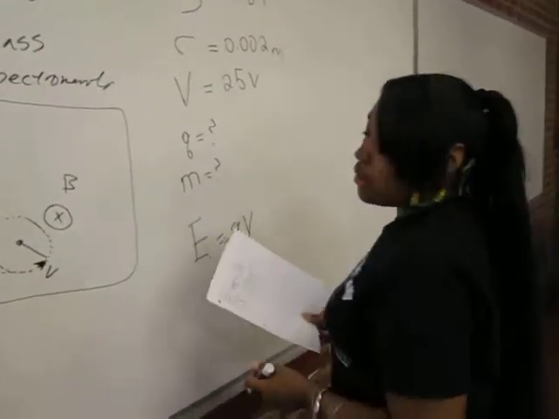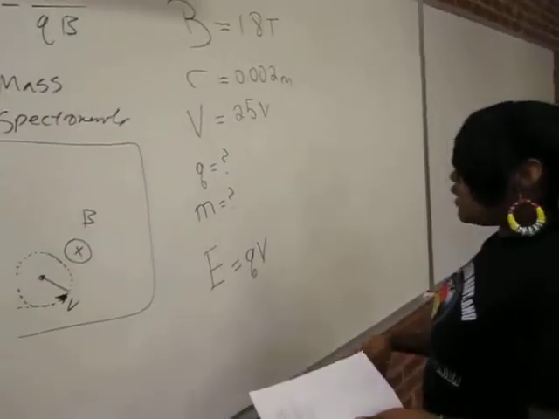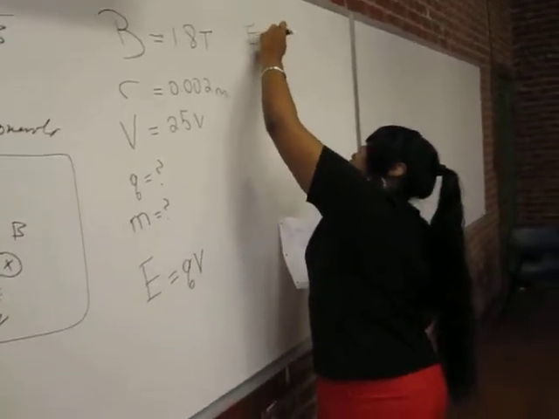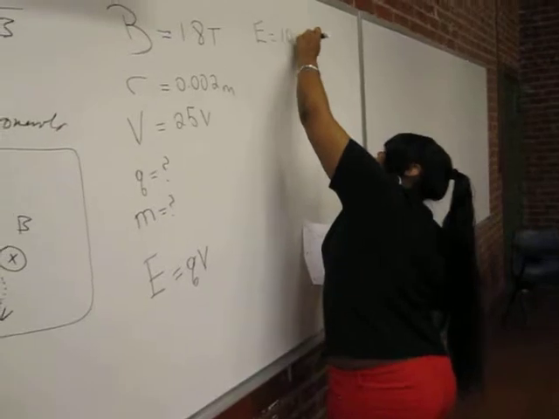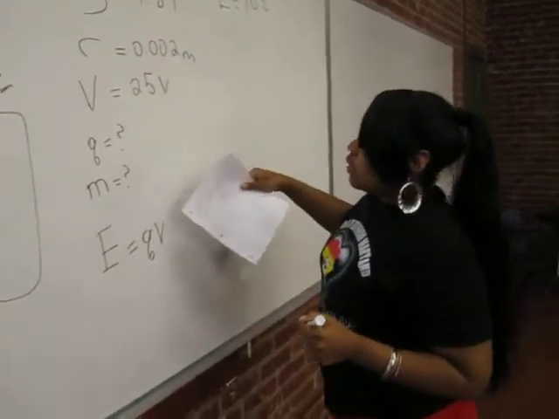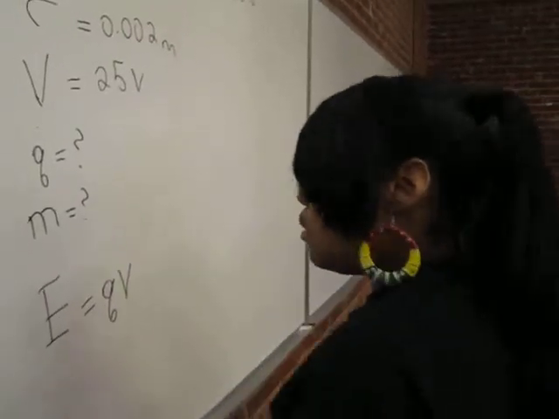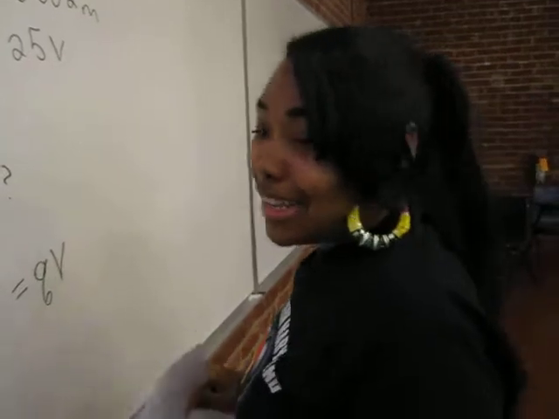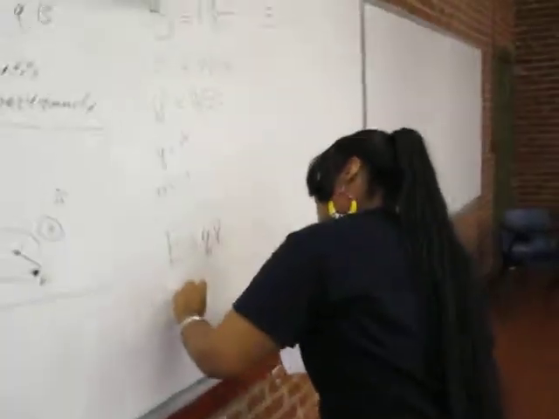Why do you use that? Because it gives you the energy, which is 10 joules, and it also gives you the voltage, so you are able to find your charge. Right, because it's entering the chamber with that kinetic energy.